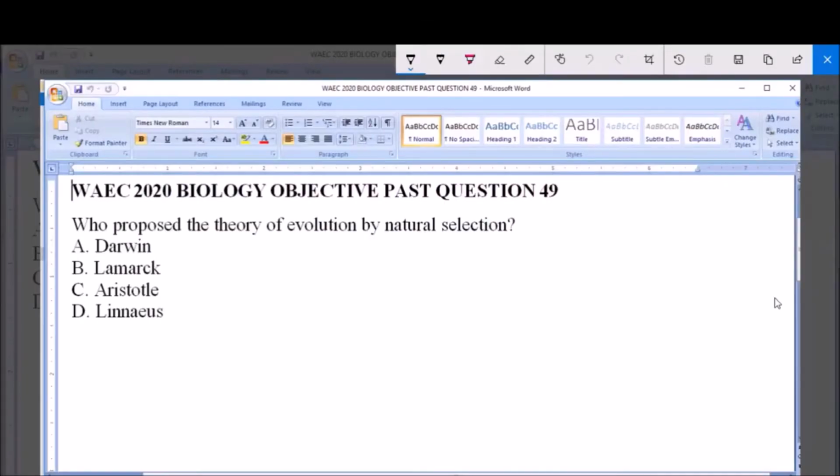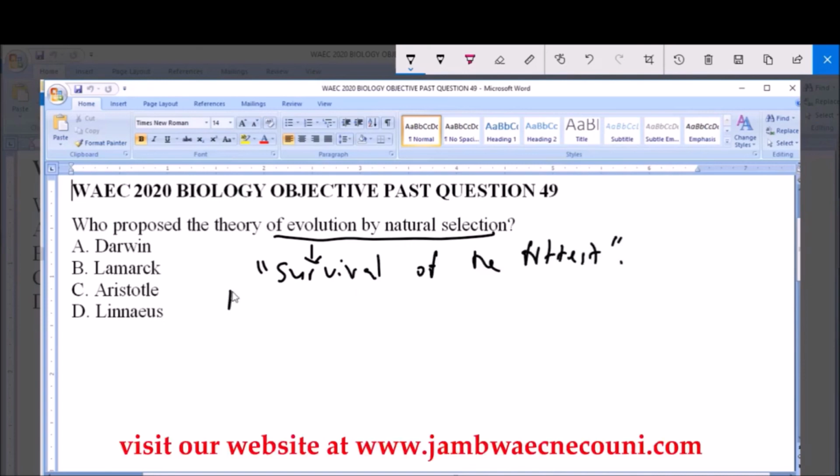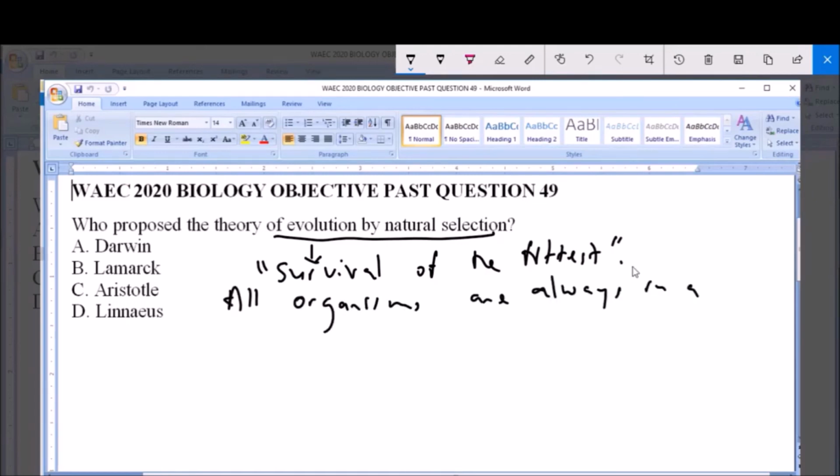Who proposed the theory of evolution by natural selection? A. Darwin, B. Lamarck, C. Aristotle, D. Linnaeus. So the theory of evolution by natural selection is the theory that is often referred to as survival of the fittest. Now this theory proposes that all living organisms are always in a struggle to survive.